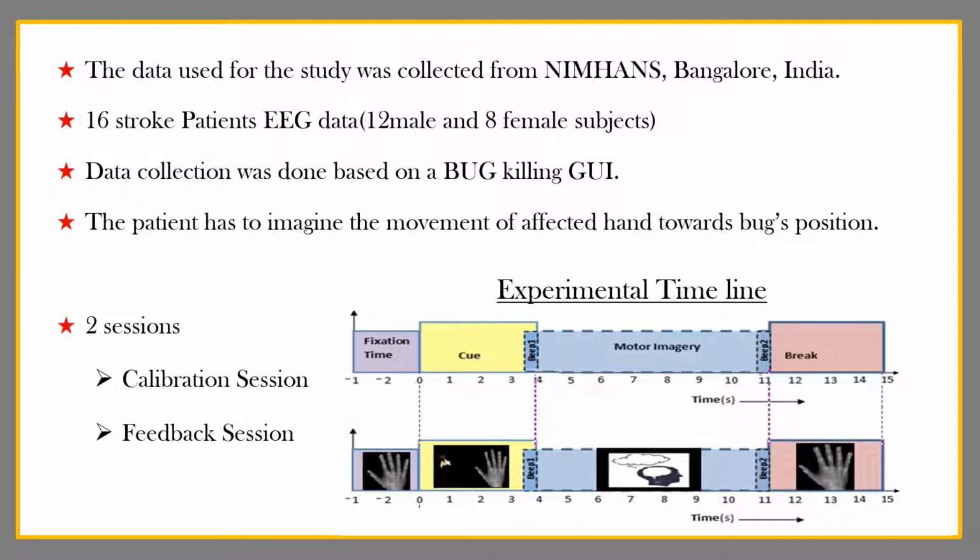The calibration session is intended to optimize the outcome, which can be employed in the feedback session. In the feedback session, the classifier model trained during the calibration session is used to predict the imagined hand movement direction in each trial of the motor imagery task.